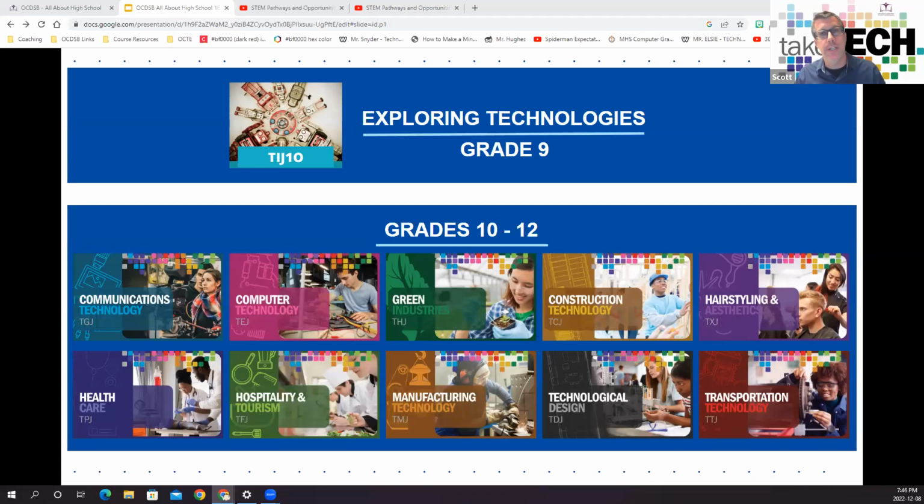What schools will do is they will offer a little bit of each of the broad-based technologies they offer. So for instance, I'm going to use Glebe as an example. We have engineering, we have CommTech, and we have construction. So we have those three broad-based technologies offered in our school. Students in the TIJ would get a sampling of each of those topics within their course.